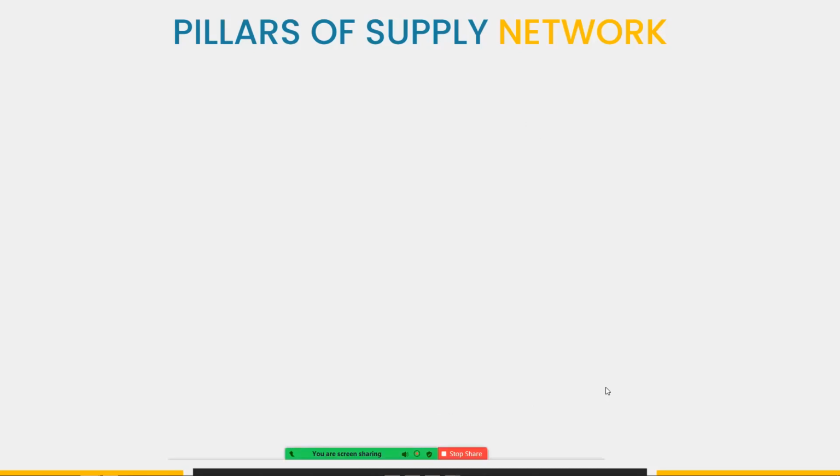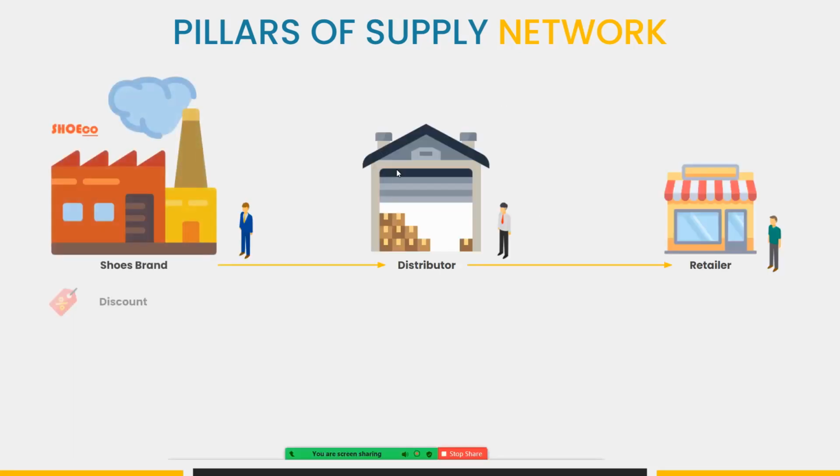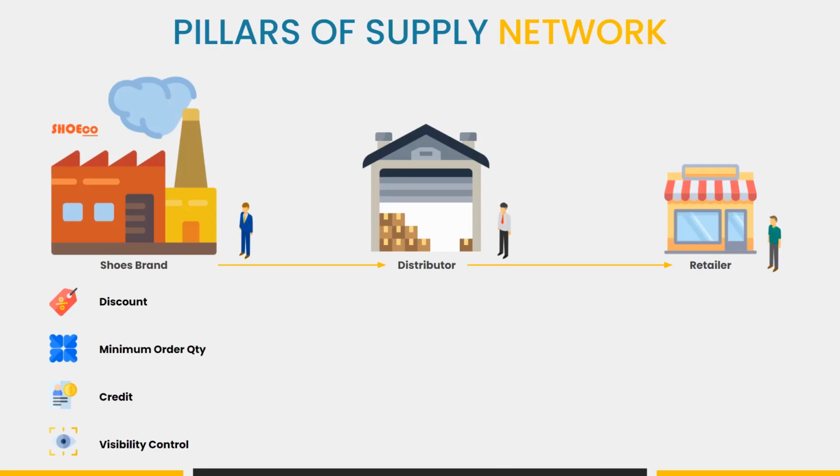So we'll just quickly move on to the second part of the discussion, related to what I showed you in a glimpse of the live solution which is available. This is where we'll quickly touch upon the pillars of the supply network: discount, minimum order quantity, credit, and visibility control. Visibility control is something that is not very common, but in certain industries it is typically used. And similarly at a distributor level, they would want the same controls.